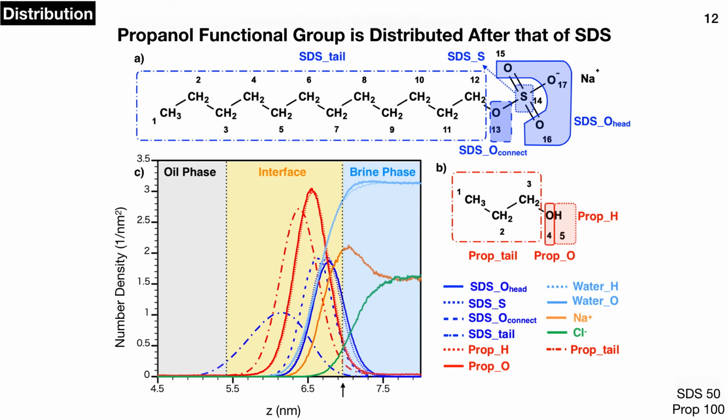And here is the functional group distribution. It can be seen that the SDS functional groups are closer to the water phase, namely the propanol functional group is distributed after that of the SDS. And for a better comparison, from now on, we have reset the value of the axis at the contact of the interface and the brine phase to be 0.